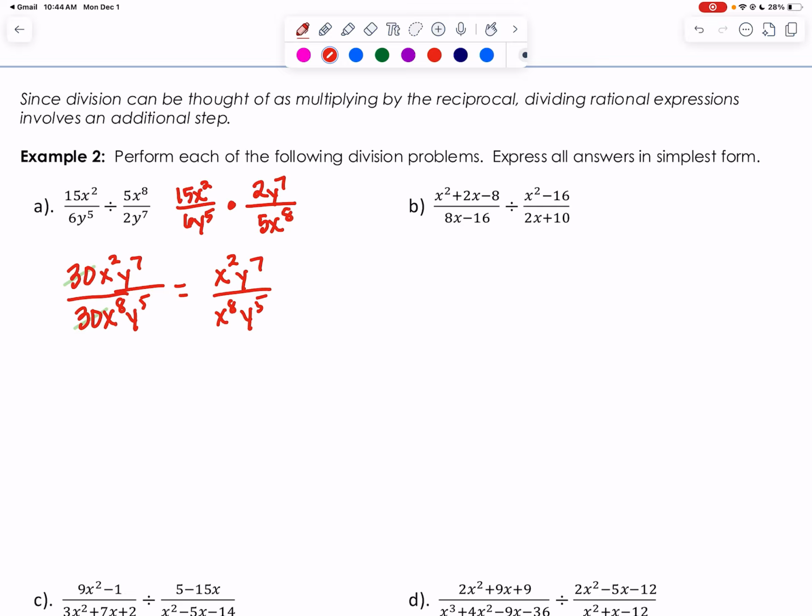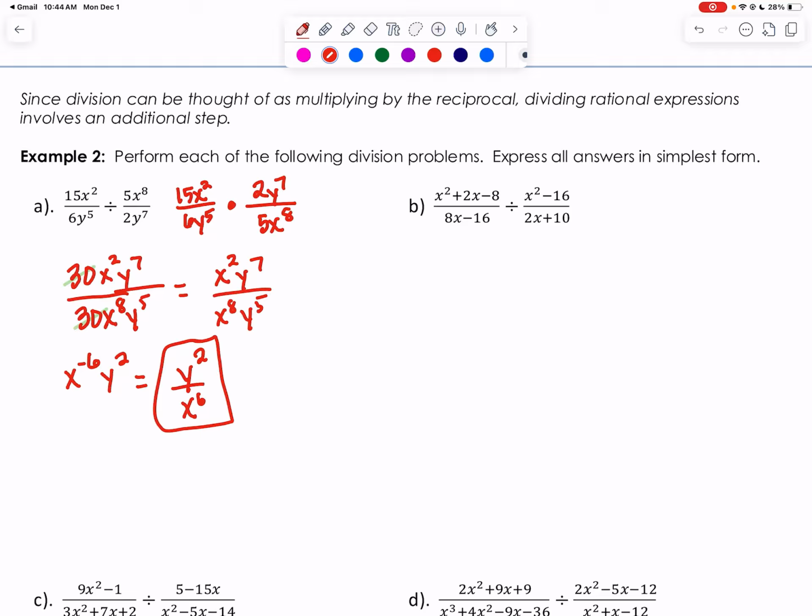So remember, on property of exponents, to divide like bases, we subtract the exponents. So 2 minus 8 gives me negative 6. 7 minus 5 gives me positive 2. And then we'll rewrite this as y squared divided by x to the 6.